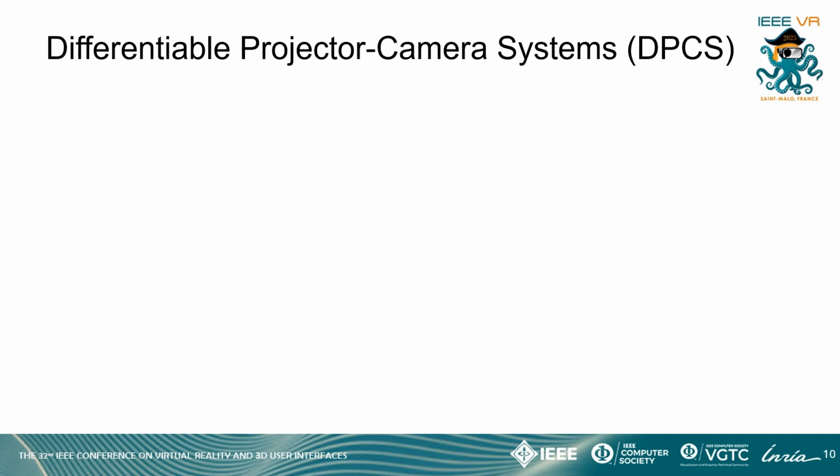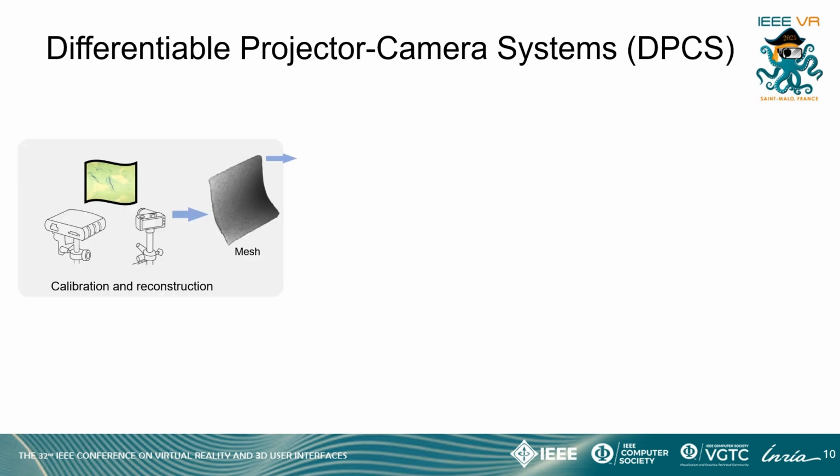After formulating the path tracing-based problem, we can estimate the scene parameters using a differentiable renderer. First, we calibrate the projector camera system and use gray code structured light to capture the scene's point cloud, which is then converted into a mesh via Poisson surface reconstruction.